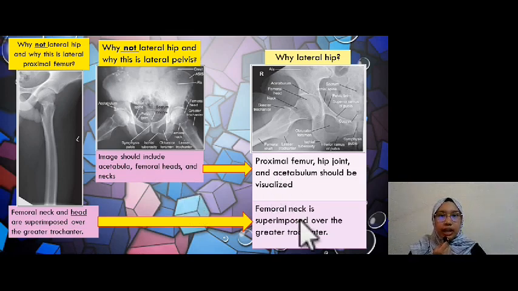Then, to compare between lateral hip and lateral proximal femur, in lateral hip, the femoral neck is superimposed over the greater trochanter, while in lateral proximal femur, the femoral neck and head are superimposed over the greater trochanter. Okay, so we know that our image is lateral hip.